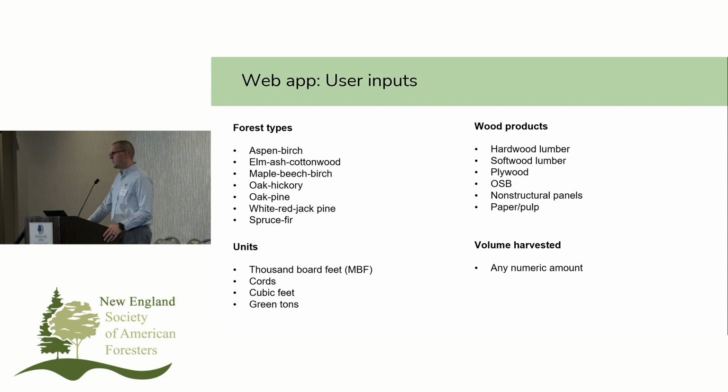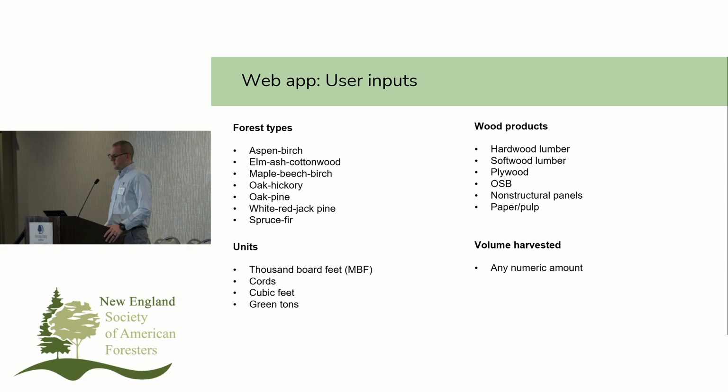And then you need to know where the wood is going. And so what are the wood products that are going to be used for that piece of wood? And so is it hardwood lumber, softwood lumber, plywood, OSB, non-structural panels, or paper and pulp? These wood product classes are based on that Smith report. There are a lot more today. I don't see mass timber here. I don't see wood fiber insulation here. We can do better to add more product classes here, but at least these are the 6 that are available for you to choose from.